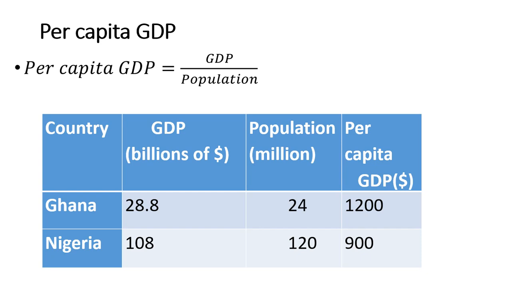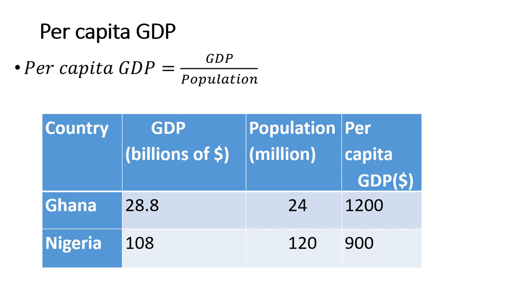So we use a hypothetical case to illustrate that situation here. We have two countries, Ghana and Nigeria. Ghana's GDP is $28.8 billion, and that of Nigeria is 108 billion. Just by looking at this, you may think that Nigeria is far richer, and for that matter, the citizens of Nigeria have better quality of life than Ghanaians.